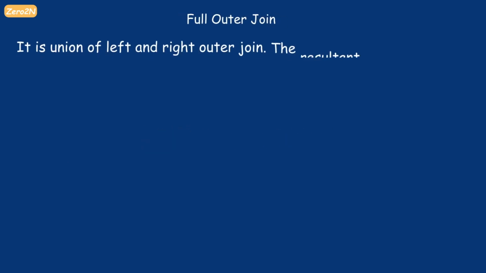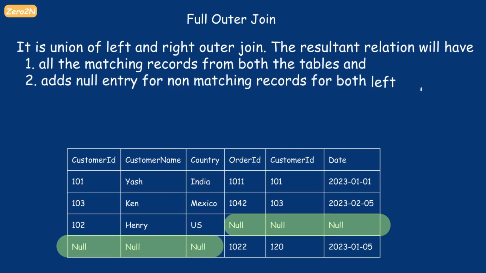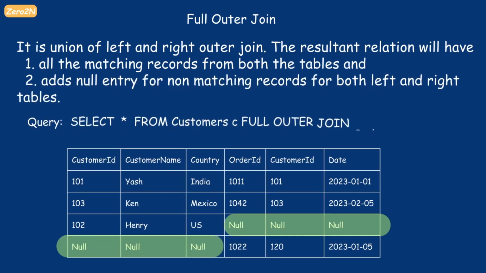Full outer join. It is like union of left and right outer join. So the resultant relation will have all the matching records from both the tables and adds null entries for non-matching records for both left and right tables.